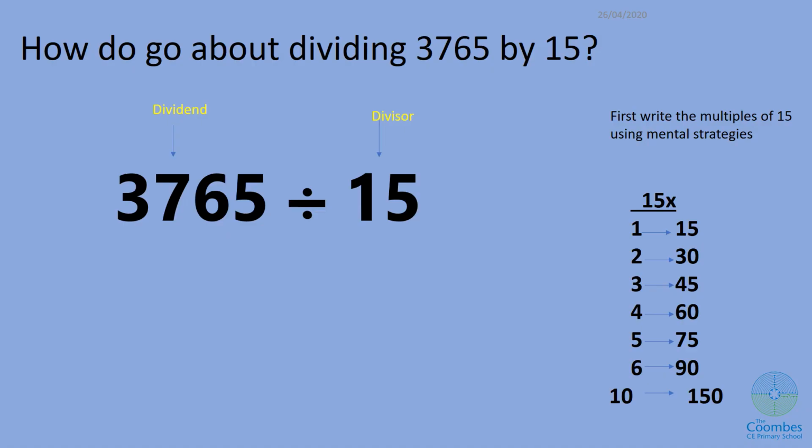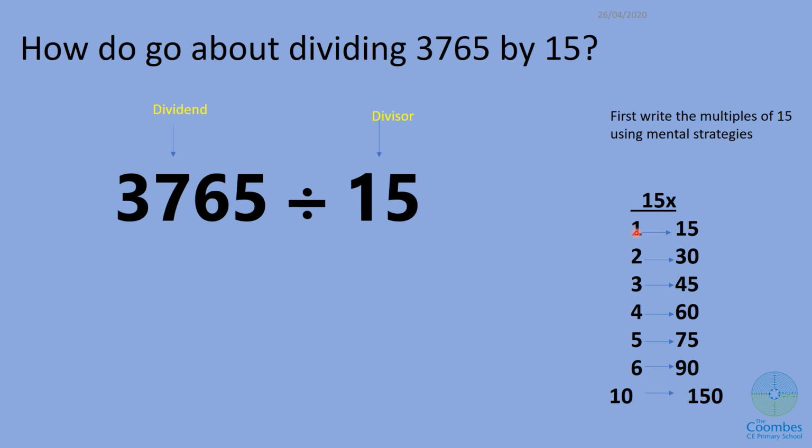So how will you go about dividing this number, 3,765 divided by 15? Just as a reminder, the divisor is the 15 here, and the dividend is the 3,765. Now, to do this, I'll quickly use some mental strategies to write my 15 times table here.